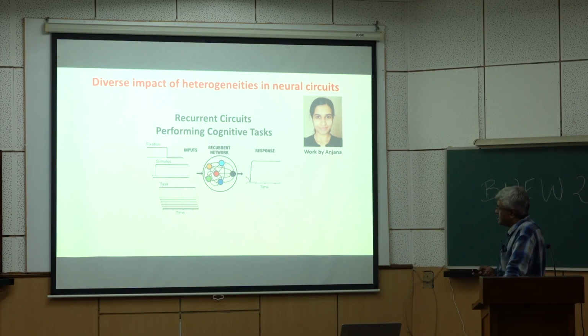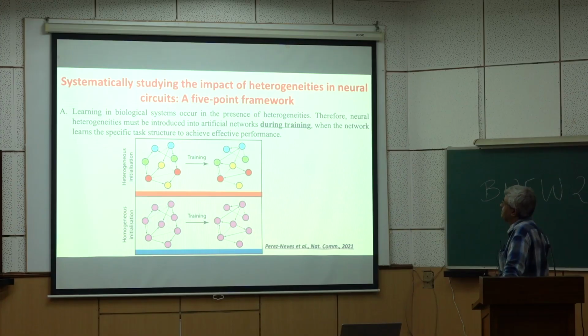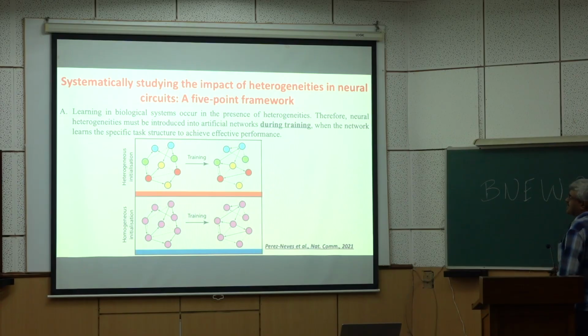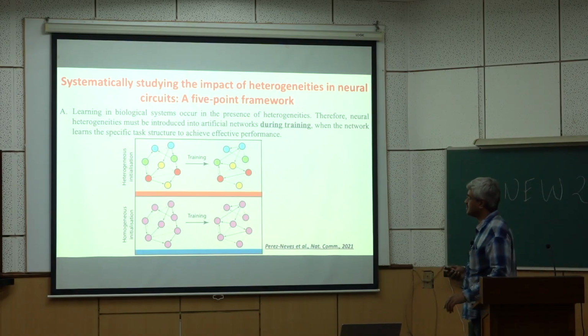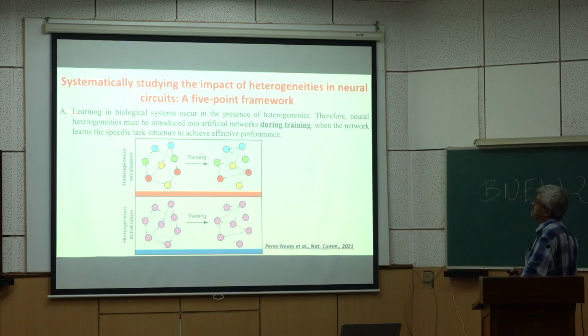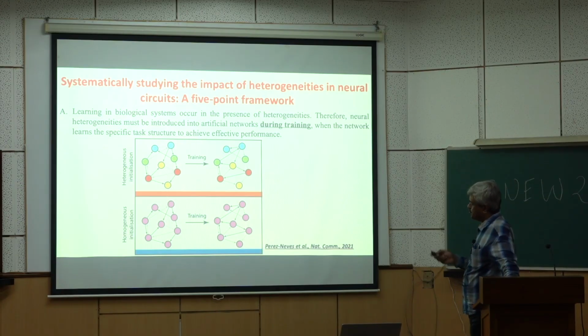Right? So she had a complete framework for how exactly to study the impact of heterogeneities in neural circuits. The first is that in a biological system, the learning occurs in the presence of heterogeneities, and therefore you can't just ignore that even during training. You can't just have homogeneous initialization. You should have a network which is initialized with heterogeneities and then train it. So neural heterogeneities must be introduced into the artificial network during training when the network is learning the specific task structure to achieve effective performance.